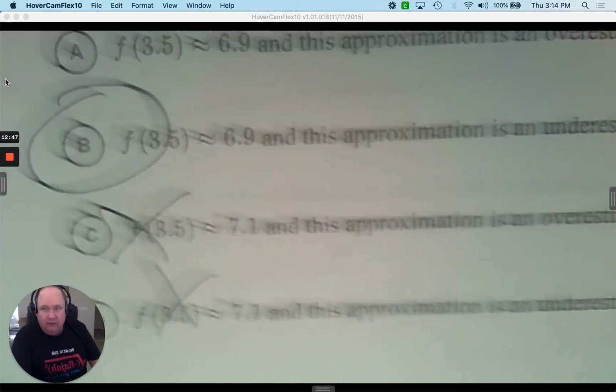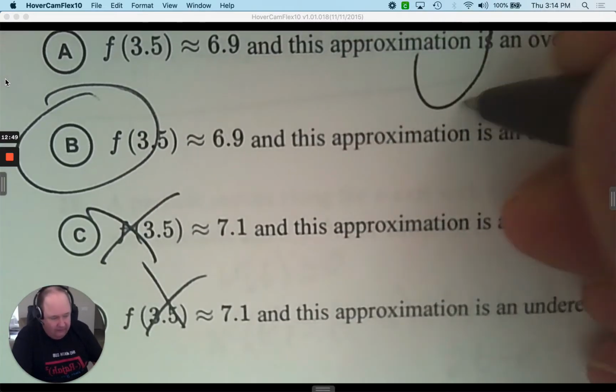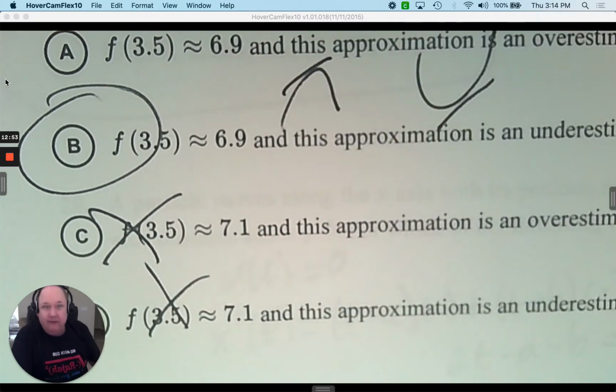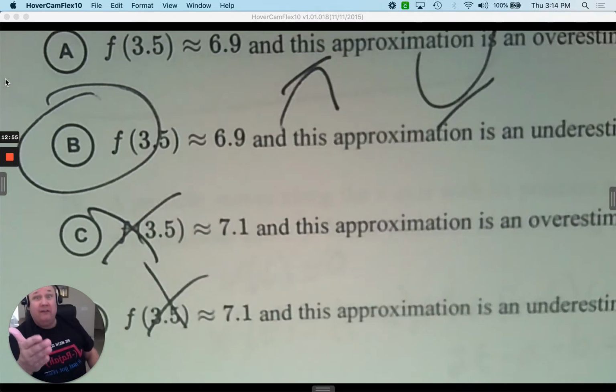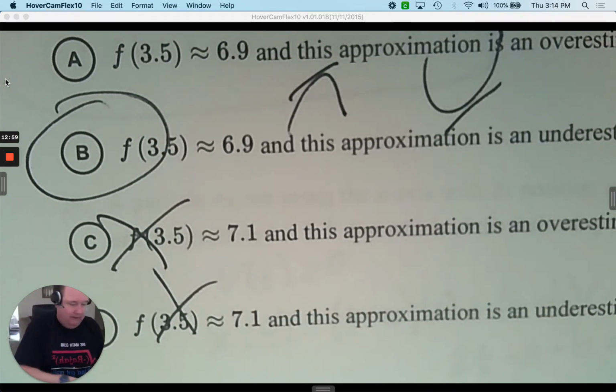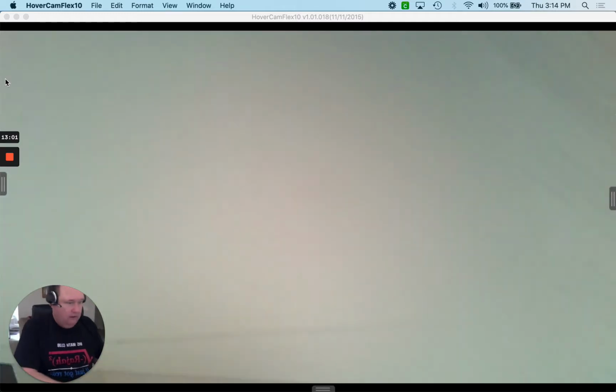And draw yourself a picture if you need to. Concave up, draw a tangent line, see that it's below. The other way, if it's concave down, you can tell the tangent line is above, right? It's an overestimate. So the answer for 32 is B. 33.